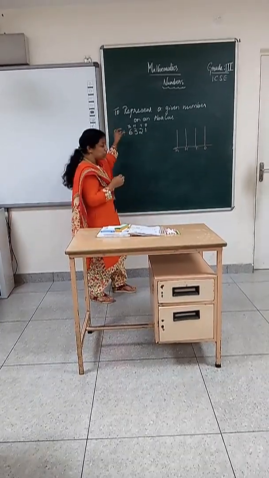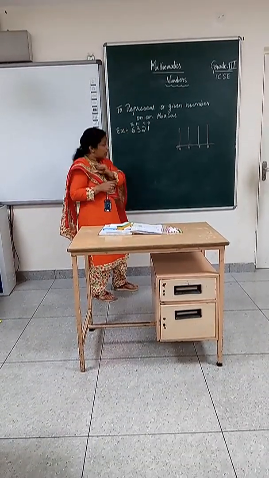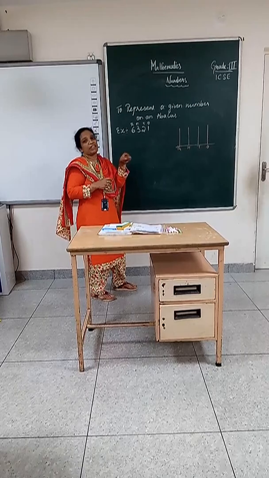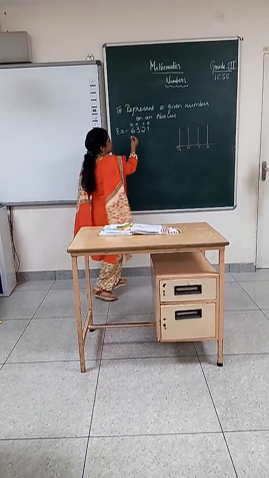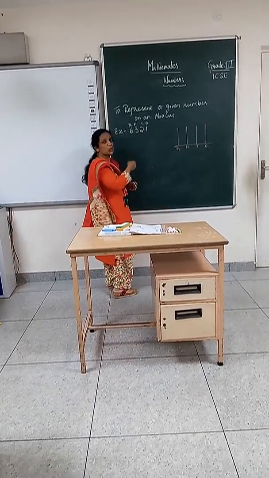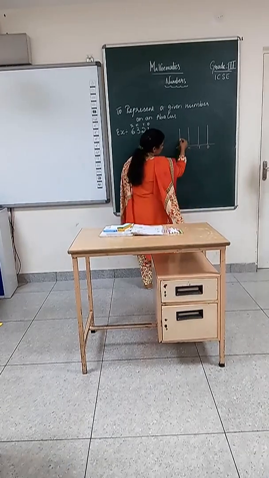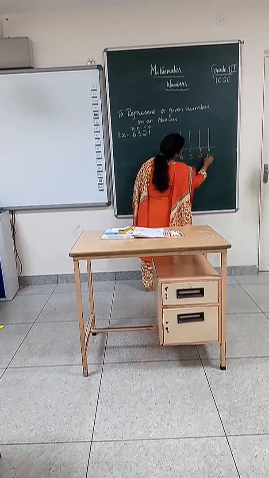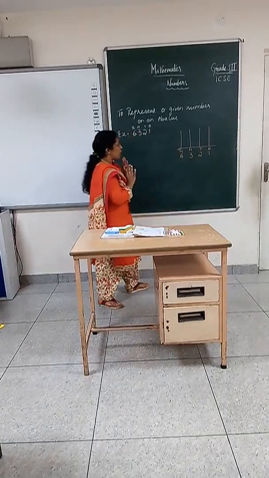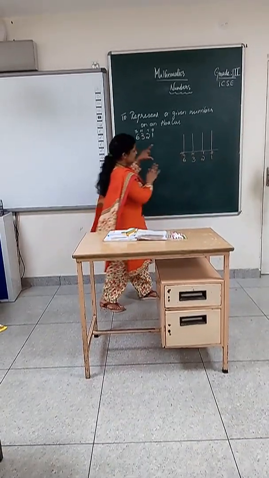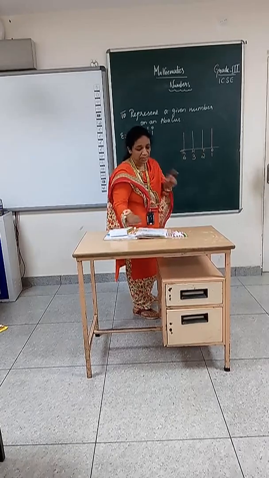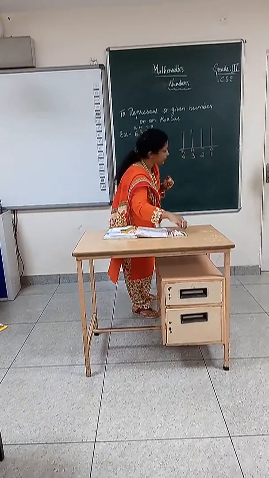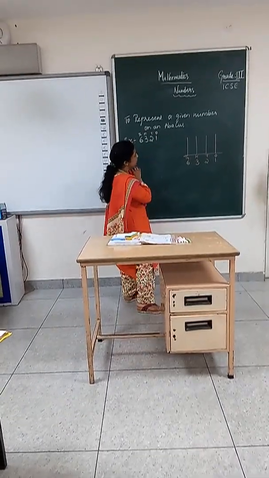And children, you need to write the digits so that while drawing the beads you will not have any confusion. So let us write the given digits just below these lines: 6, 3, 2, 1. So now our abacus is ready. Let us draw the beads. Now the columns are ready. Everything is ready. Let us draw the beads.